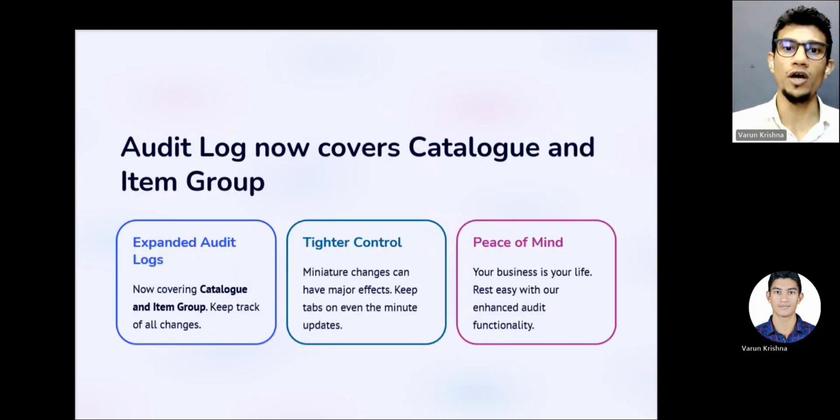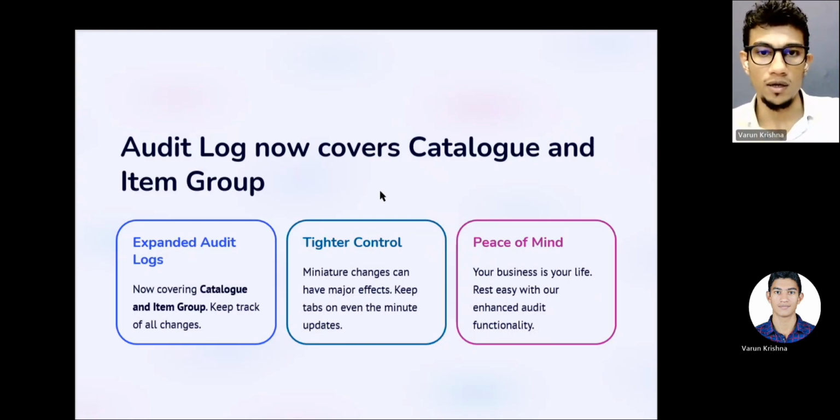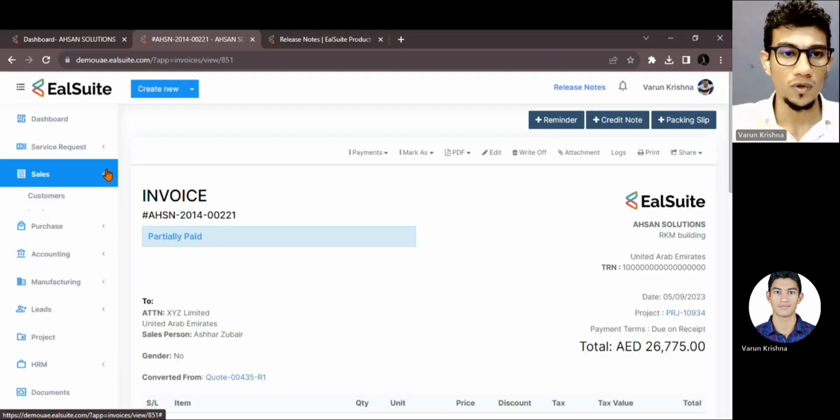The audit log now covers catalog and item group. So audit log was a very important feature, right? This was already present in all of the bills, and in the past weeks we also introduced it into some of the inventory adjustment section and the warehouse transfer sections. Right now we have introduced it into catalog and item group as well. So we have further expanded our audit logs, and let's take a look at it.